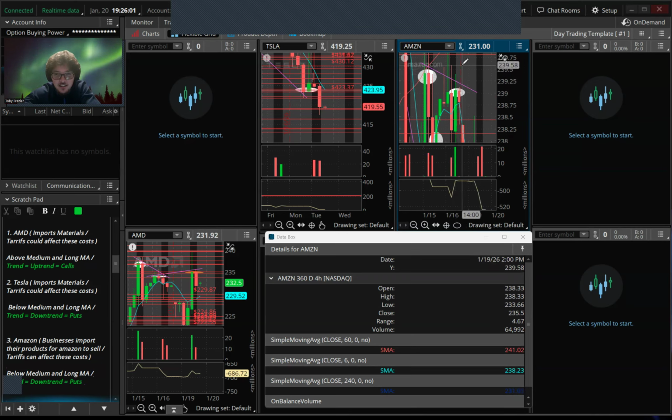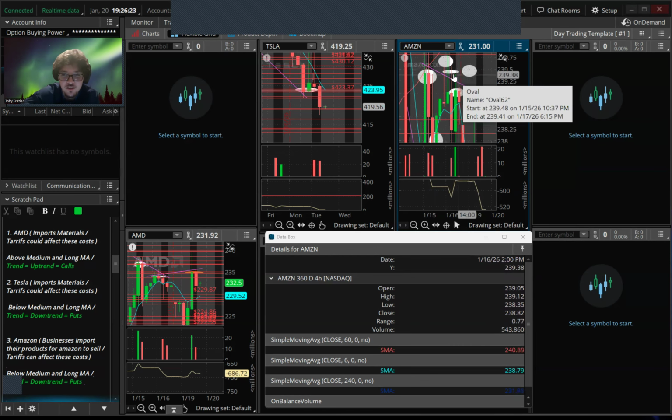It kind of looks like a face, right? Can you see? And then we could put the nose. You can kind of see it. That looks like a down, lower high.